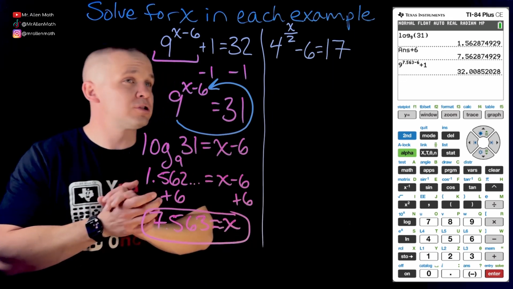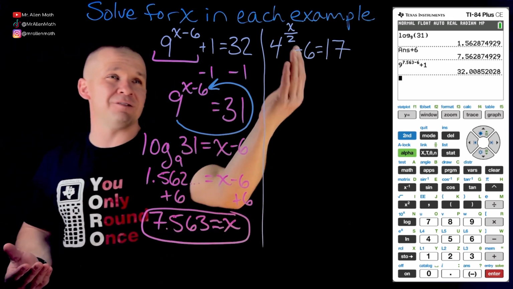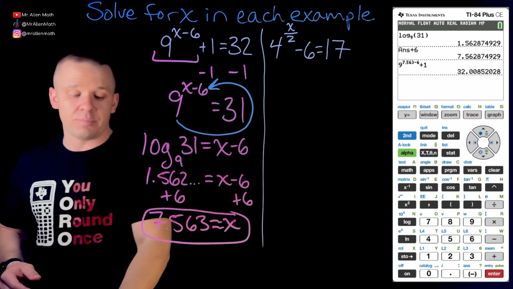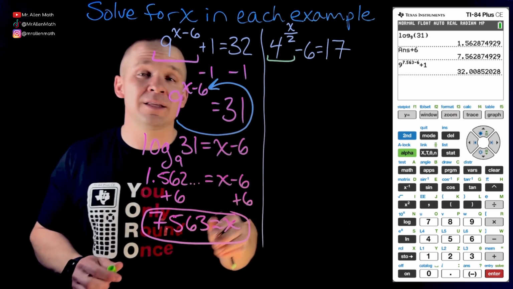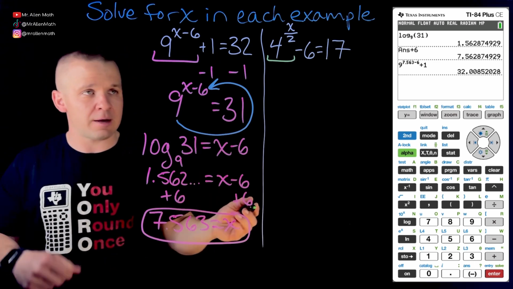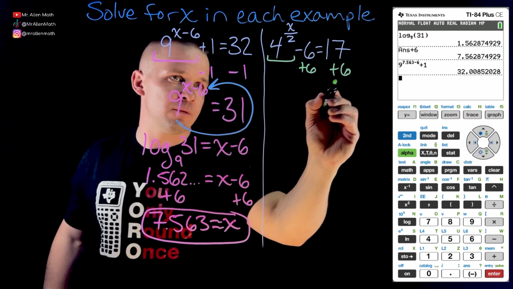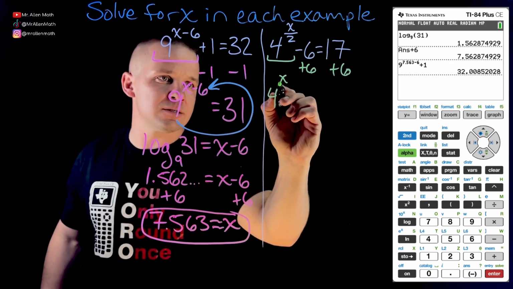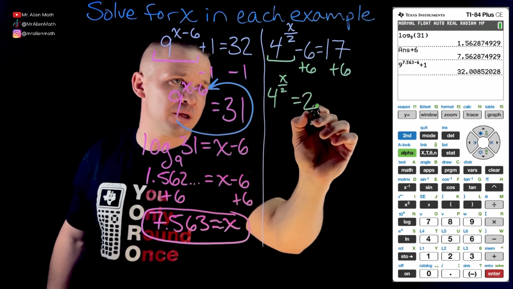Next problem over here, which has sort of the same amount of steps, but just a little bit different, right? We've got division going on in my exponent, but the process will be the same. I got to isolate the 4 raised to the x over 2. How do I do that? We're going to add 6 on both sides first. There we go. And I got 4 to the x over 2 equals, now 17 plus 6 is what, 23?